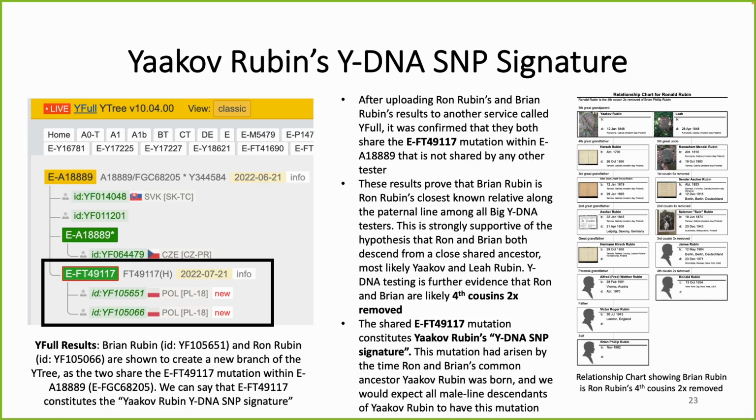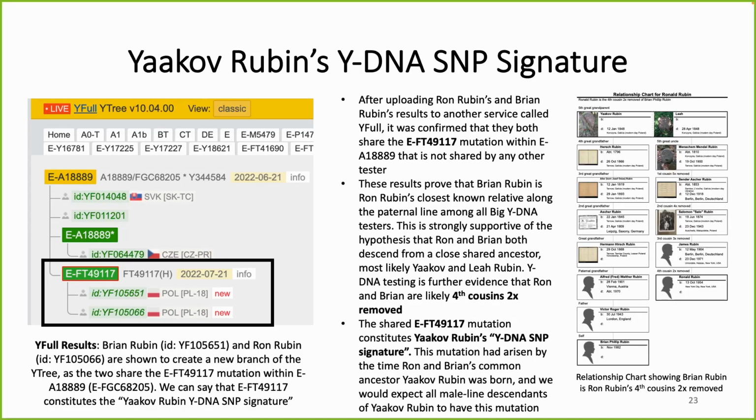What that means is that any descendant of Yaakov Rubin along the paternal line, we would now expect them to be part of this group. They would have to share this mutation. Otherwise, they're not part of the family. We can easily find inclusion criteria for future testers along the line. Do you have any questions about this before we move on to part 3?